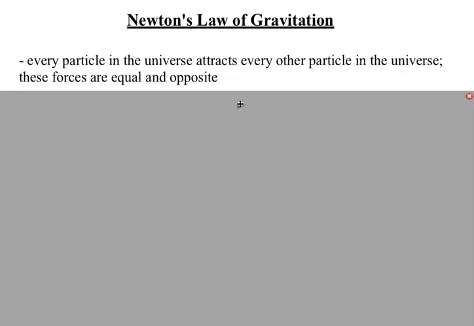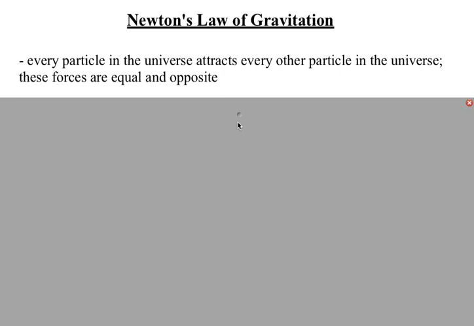So we're going to go over some of the notes from Newton's law of gravitation. First of all, we're going to start with something we already know, that every object exerts an equal and opposite force on another object during an interaction. What we haven't talked much about is that every particle in the universe attracts every other particle in the universe. It's not just the Earth attracting things.